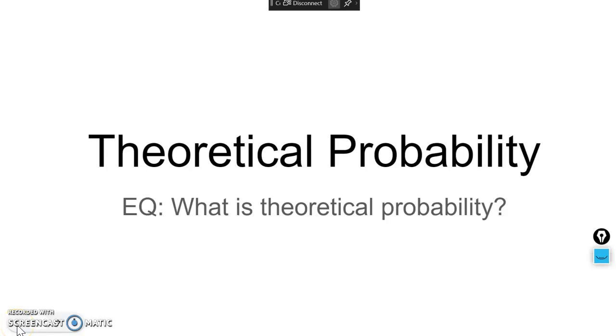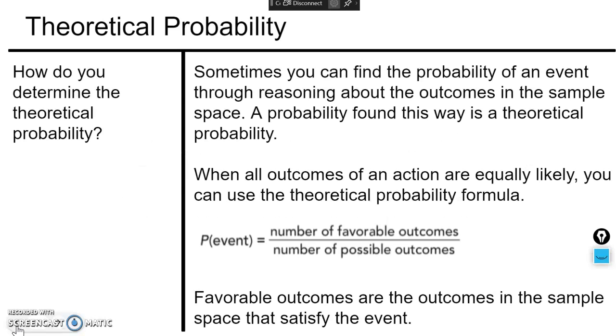This lesson is on theoretical probability. What is theoretical probability? To determine theoretical probability, we can find the probability of an event through reasoning about the outcomes in the sample space. A probability found this way is theoretical probability. You can also consider theoretical probability as the mathematical probability of an event occurring.